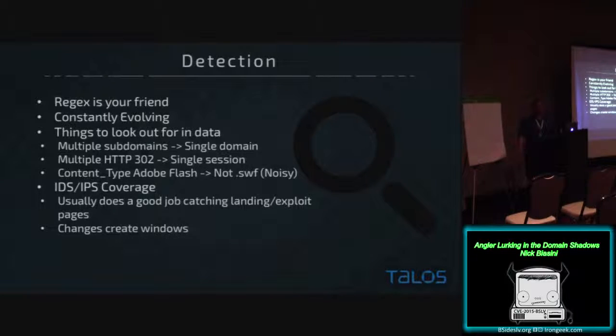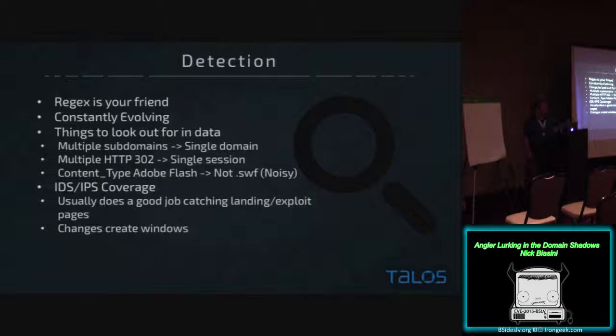Looking for multiple subdomains under a single domain. But not just looking for that, looking for longer length strings. Angler doesn't always use long length strings in their subdomains, but most websites don't use long length subdomains at all. You see a lot of www, mail, forum, stuff like that. You don't see a lot of 10, 12 character subdomains.